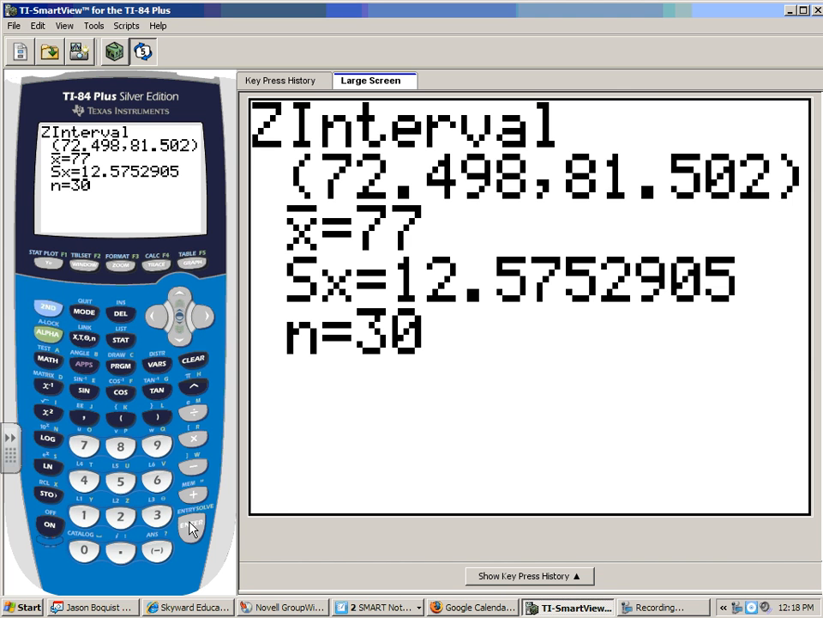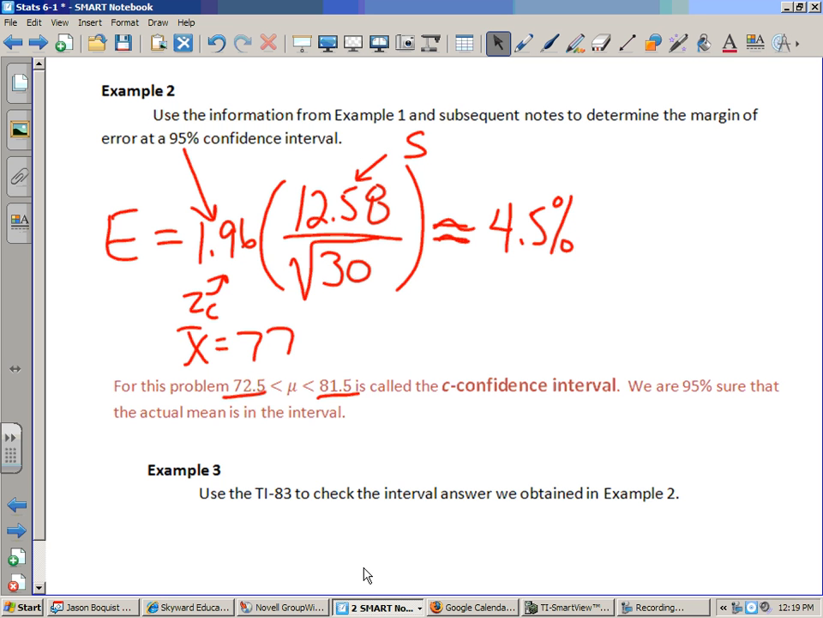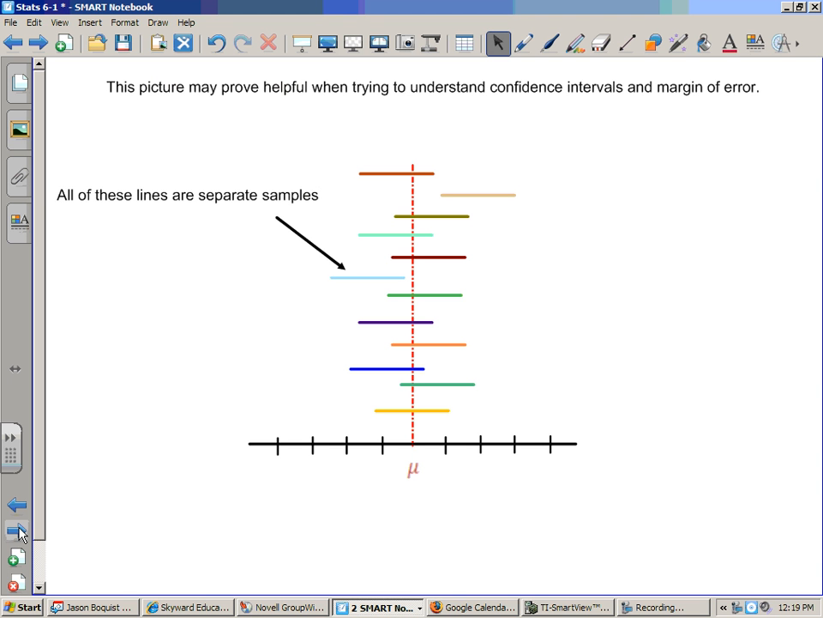Is that about what we got? I went down to Calculate and hit enter. Is that pretty close to what we came up with? Yeah, they rounded a little bit, right? But 72.5 to 81.5? Yeah, so I think we're believable here, right? Now, I believe I know what the next slide is. Let's find out if I do or not. And I don't. I was wrong.